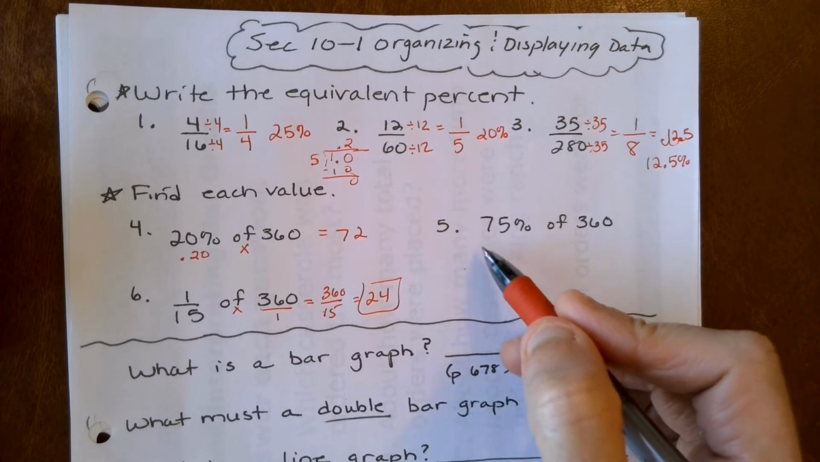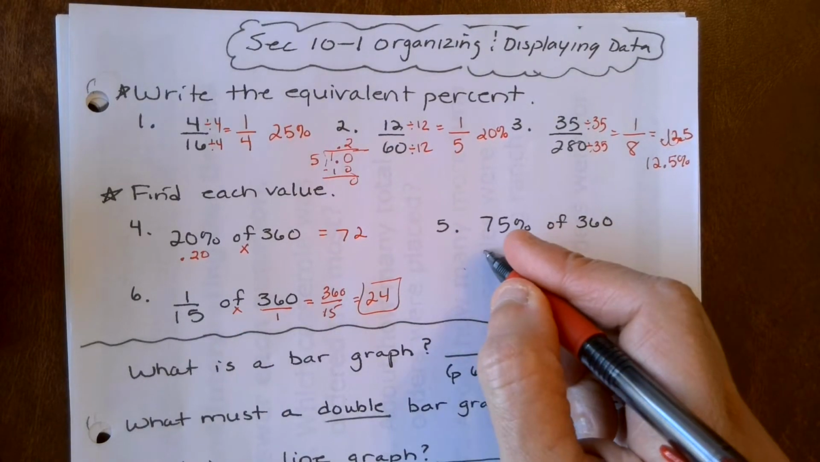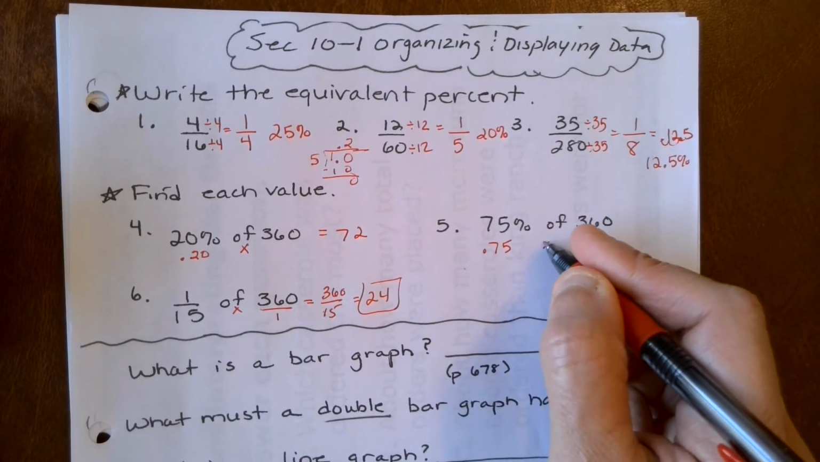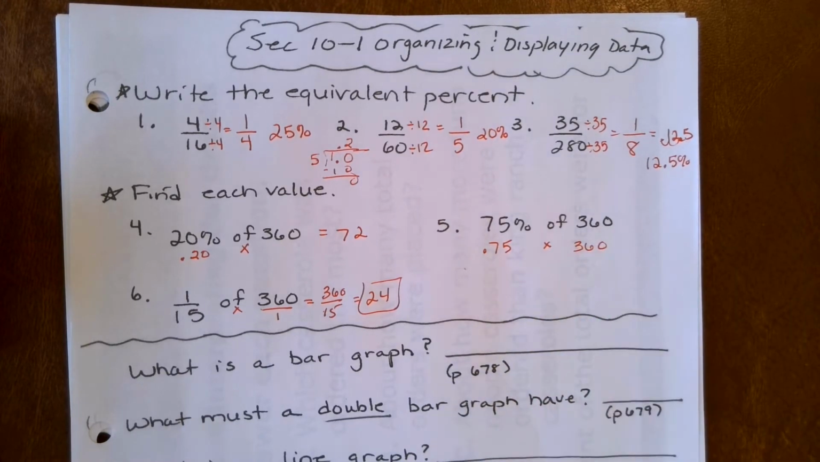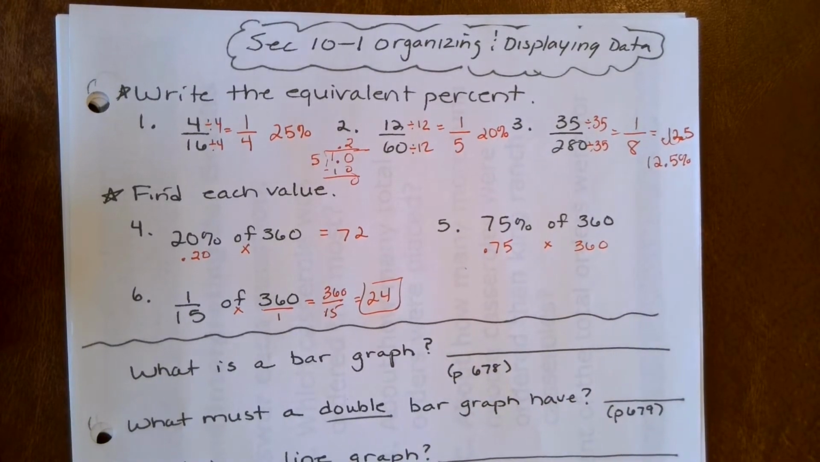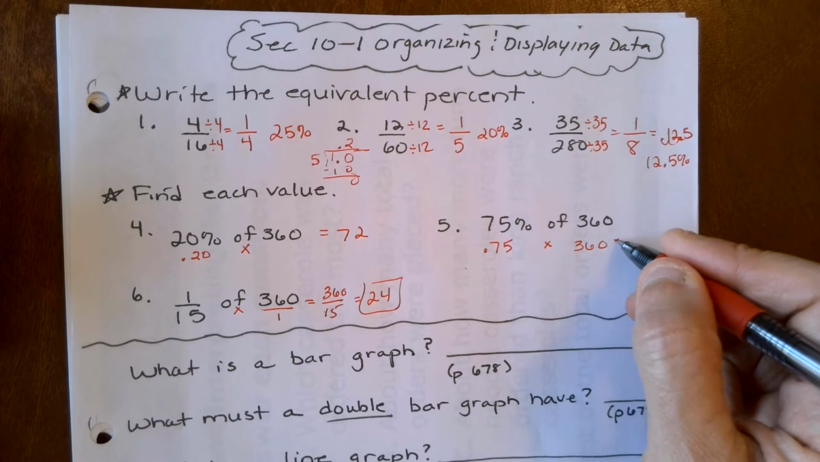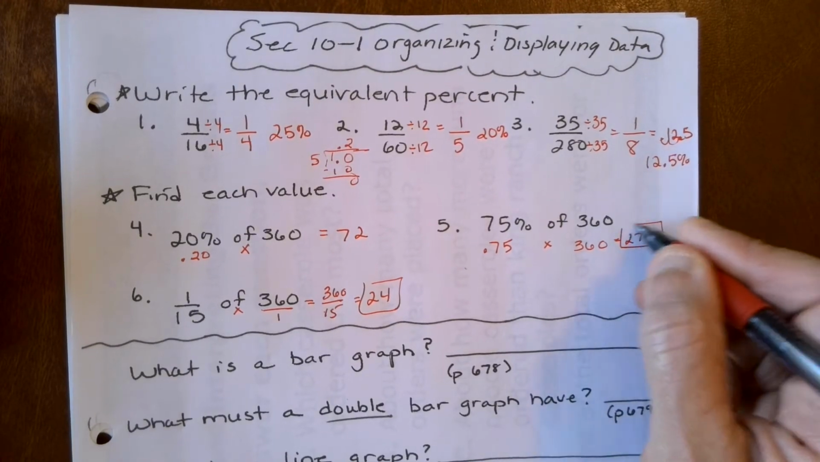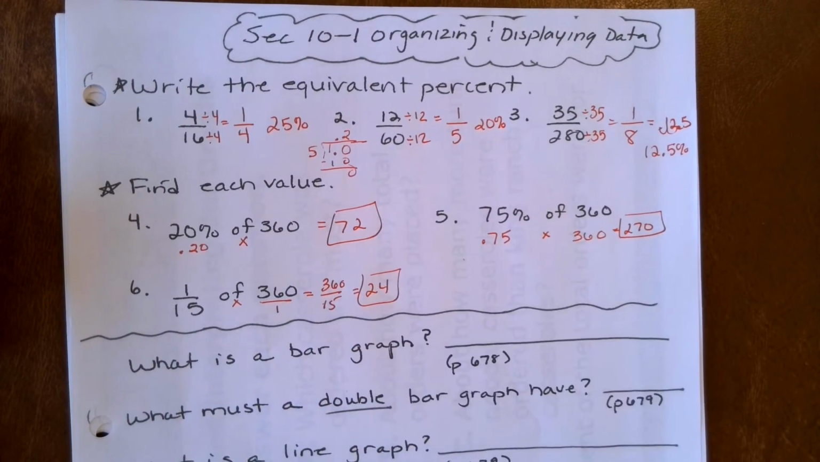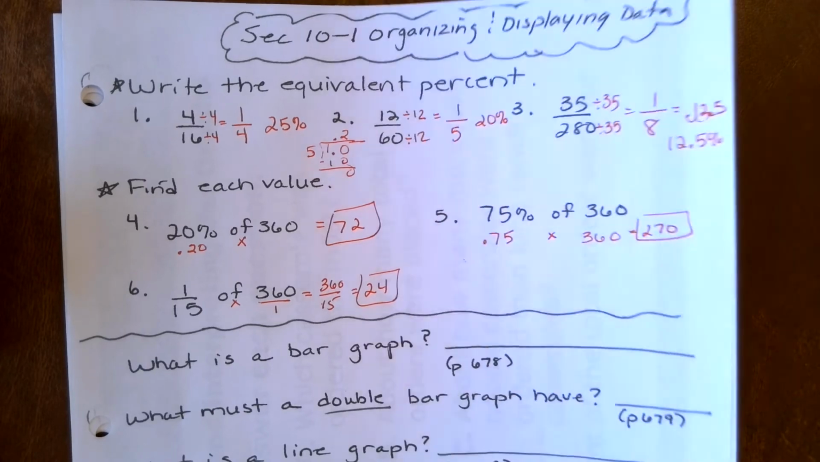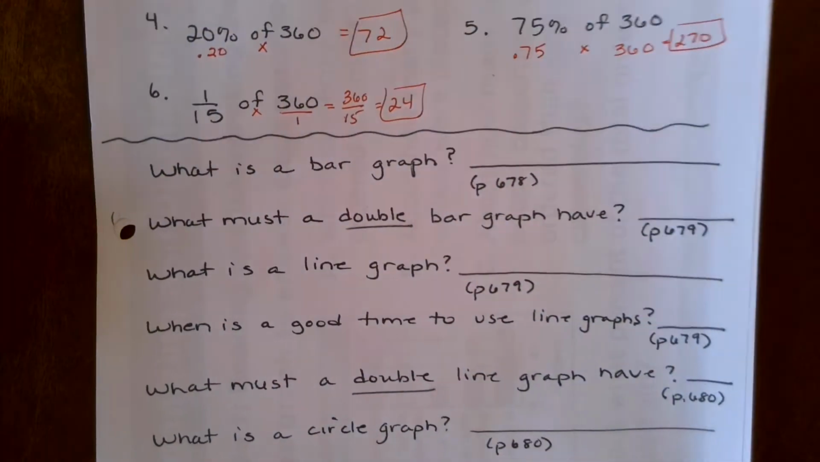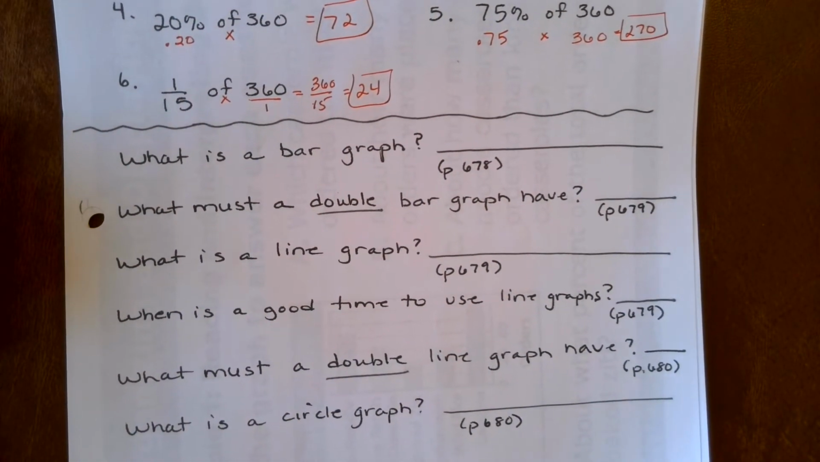And, oopsie, it's not last. I went out of order. 75% is 0.75 times 360, and you should have gotten 270. So hopefully you guys got all those right. If not, you can review that again if you need to. You can always re-listen to the work.